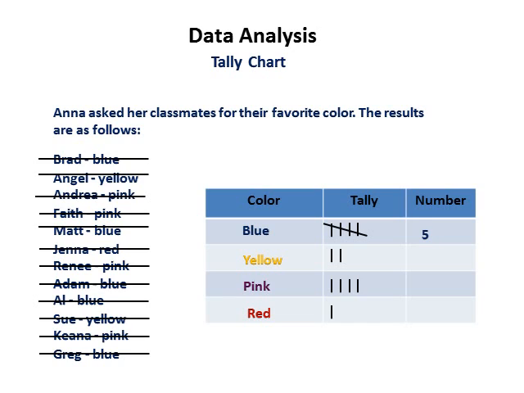So for blue you have 5, so you just write 5. For yellow you have 2, so you just write 2. For pink you have 4, and red you have 1. Okay, so this is basically the tally chart. By the way, under number you can also total them up. So you have 5 plus 2 plus 4 plus 1, which is basically 12. If you go back to your data from Brad to Greg and count all the friends there, you'll see that there are 12. So the number of people or the number of data should be equal to the total number in your tally chart. Okay, so this is how you make a tally chart.